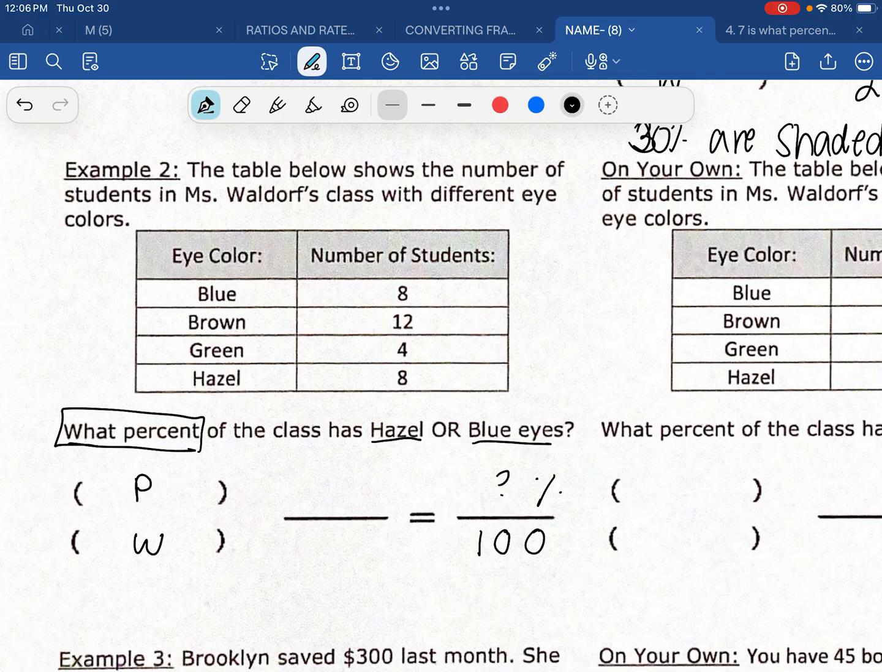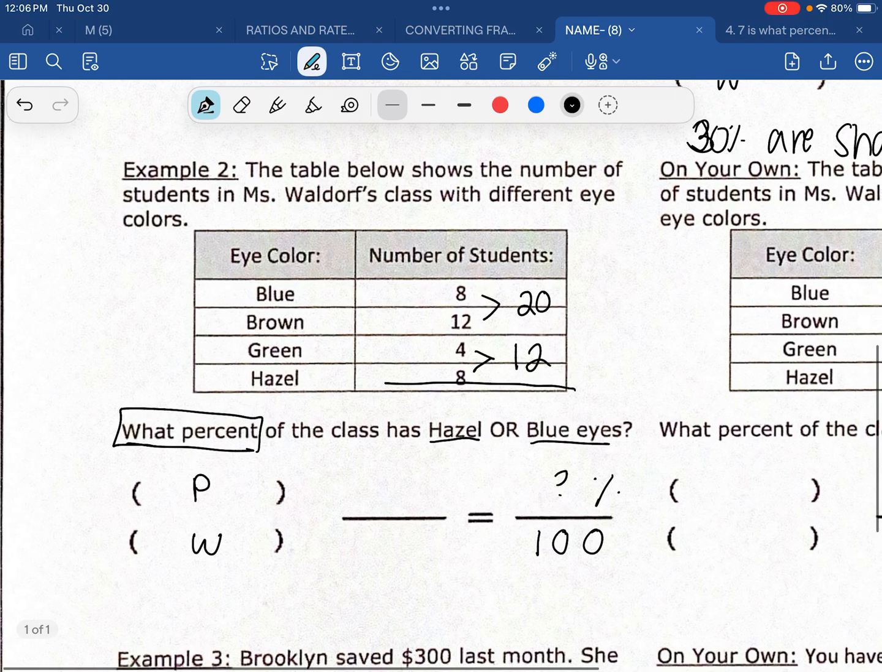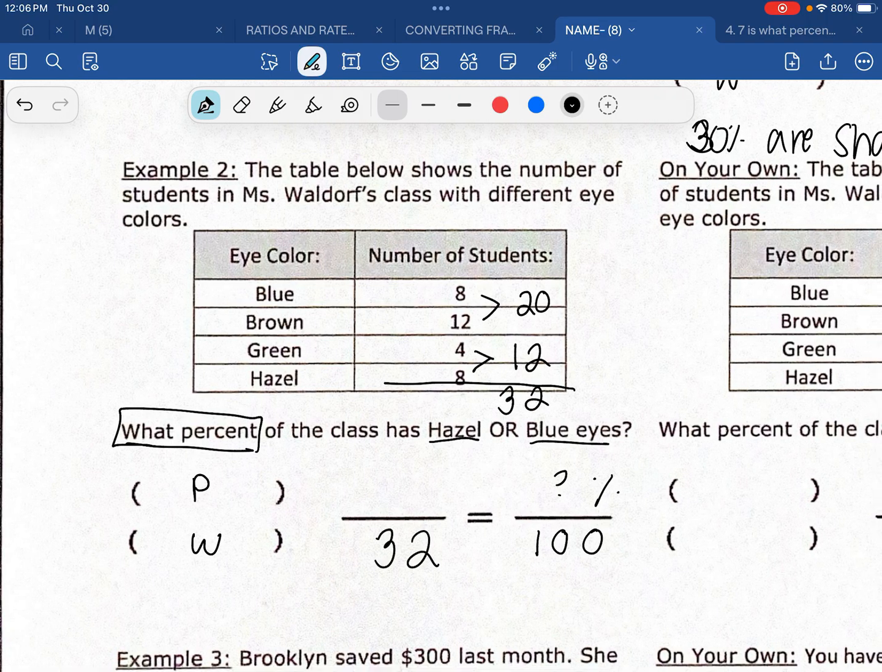First, I need to figure out the whole, so how many total students are in this class. So first, I'm going to add 8 and 12, which is going to give me 20. Then I'm going to add 4 and 8, which is going to give me 12. Now I'm going to add those together, and I get a total of 32. So I know my whole is 32. So this whole class has 32. Part of them have hazel or blue eyes, which is 16 of them.